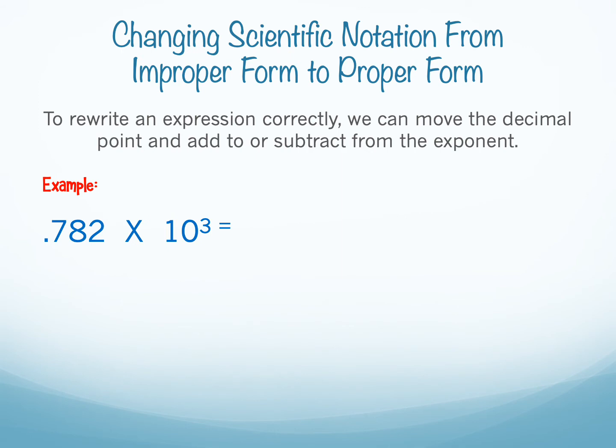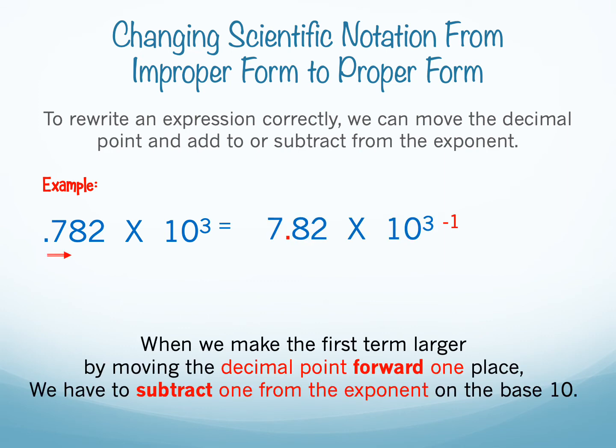Here's another example where we have a decimal times 10 to the third. In this case, we're going to be moving our decimal point forward one place. When we move our decimal point forward one place, we need to subtract 1 from our exponent. And so our answer becomes 7.82 times 10 to the second. When we make the first term larger by moving the decimal point forward one place, we have to subtract 1 from the exponent on the base 10.